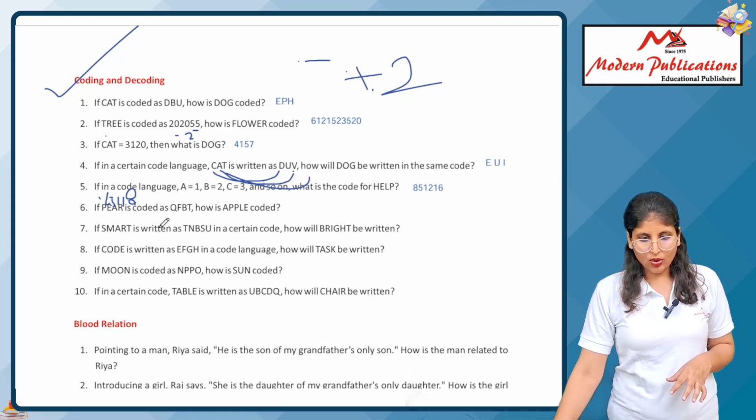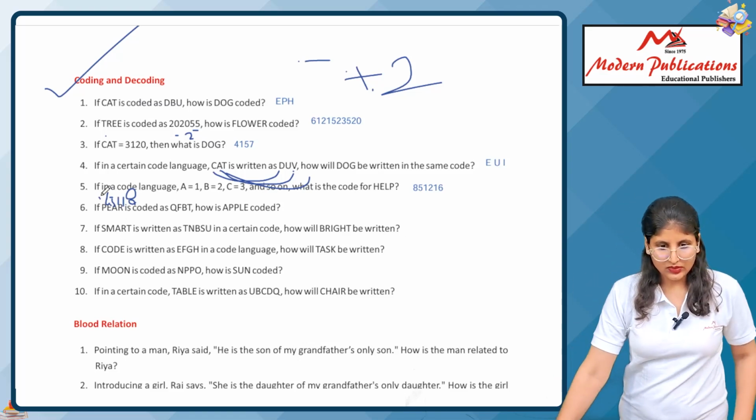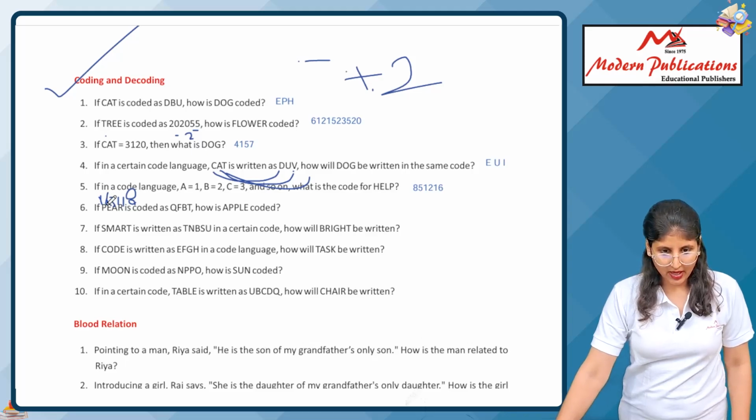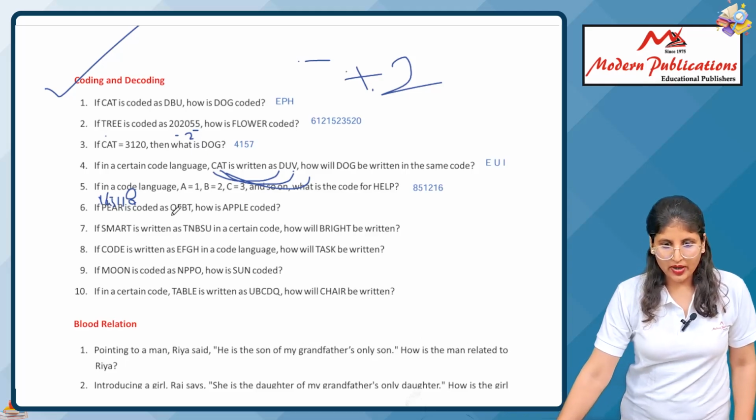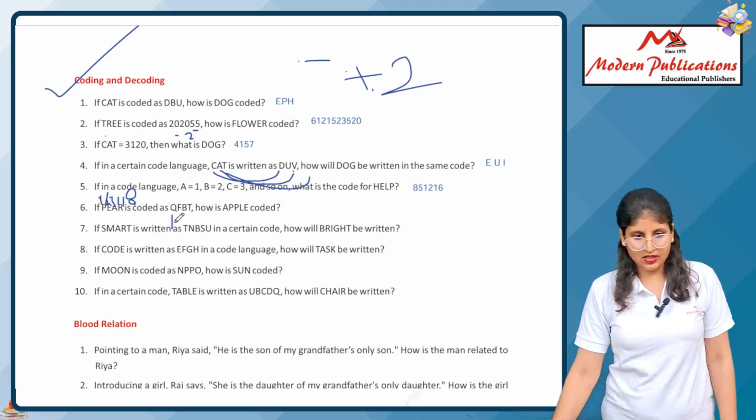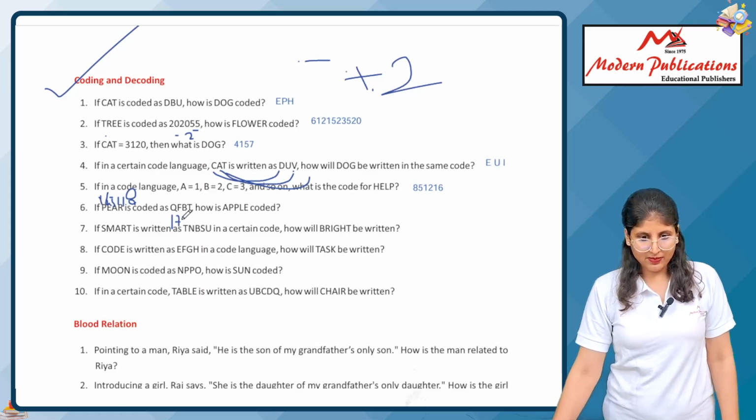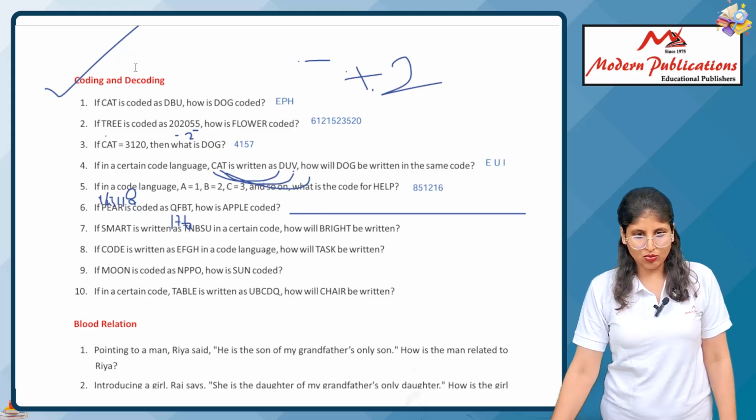Okay, now Q comes on, P comes on 16. Here we will write 16. Q comes on 17, so it's plus 1. F comes on 6. So here we can see plus 1, plus 2, plus 1, plus 2, like this. So in Apple also we will do plus 1, plus 2, plus 1, plus 2. First we have to do plus 1.